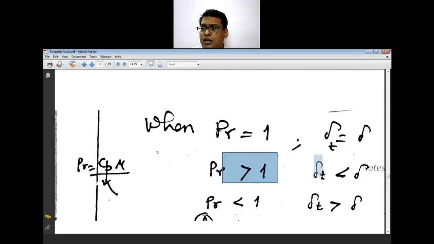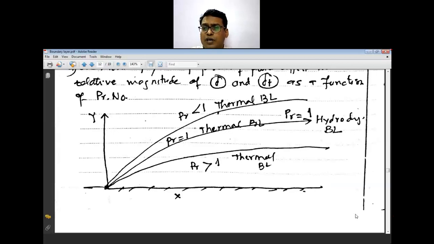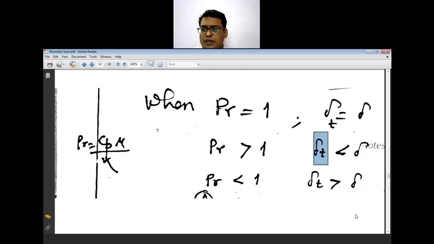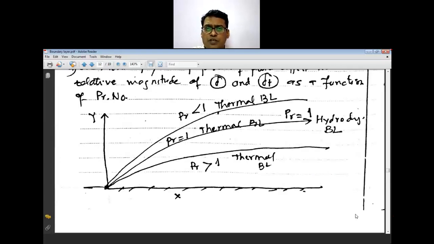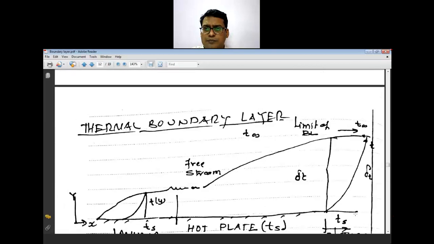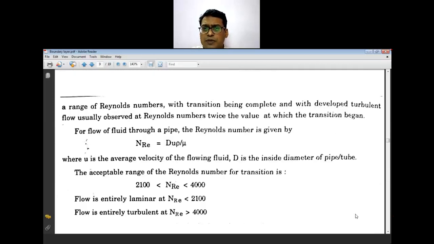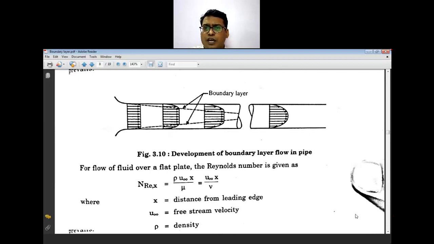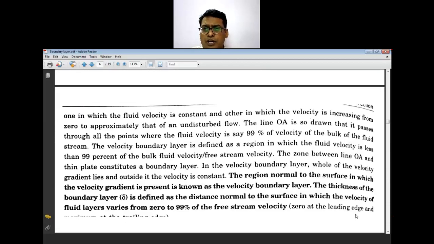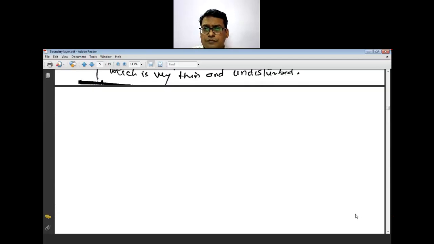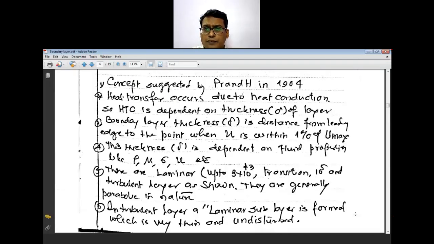That is, Prandtl number equal to 1, delta T is equal to delta. That means the thermal boundary layer and your hydrodynamic boundary layer are the same. Prandtl number greater than 1, the thermal boundary layer is less than your hydrodynamic boundary layer, and Prandtl number less than 1, your thermal boundary layer is greater than the hydrodynamic boundary layer. This is the figure-wise representation, this is the numerical representation that is observed. And Prandtl number is nothing but your Cp mu upon K. That is what your thermophysical properties define.